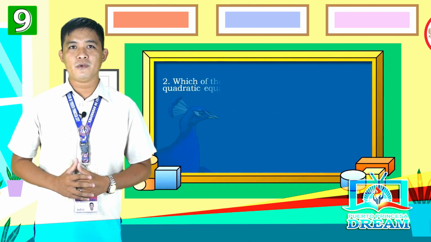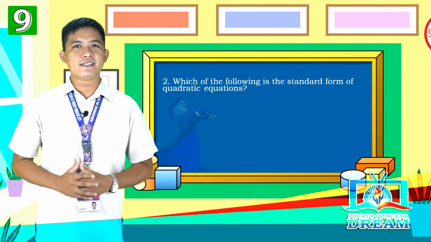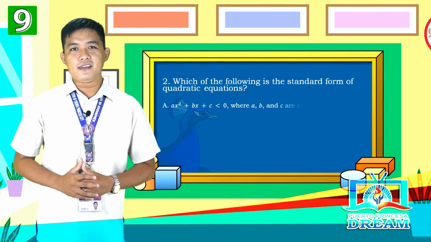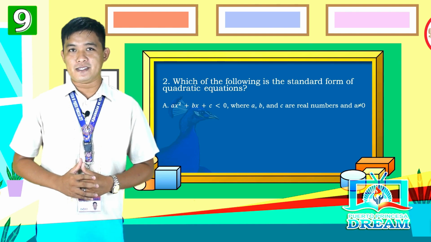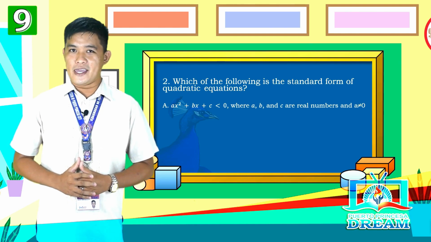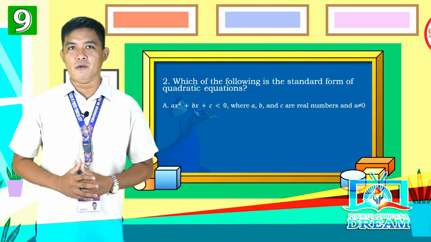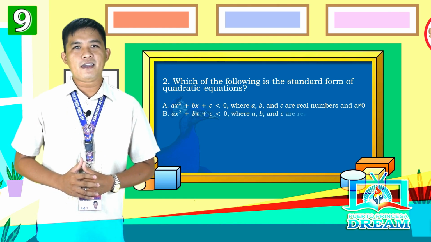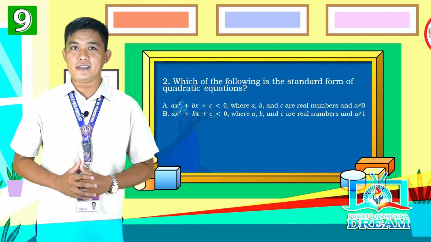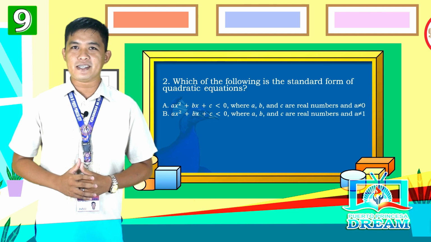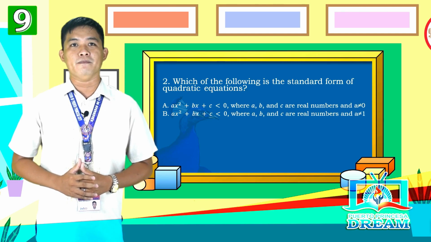Question number 2. Which of the following is the standard form of quadratic equation? A. ax squared plus bx plus c is less than 0, where a, b, and c are real numbers and a is not equal to 0. B. ax squared plus bx plus c is less than 0, where a, b, and c are real numbers and a is not equal to 1.